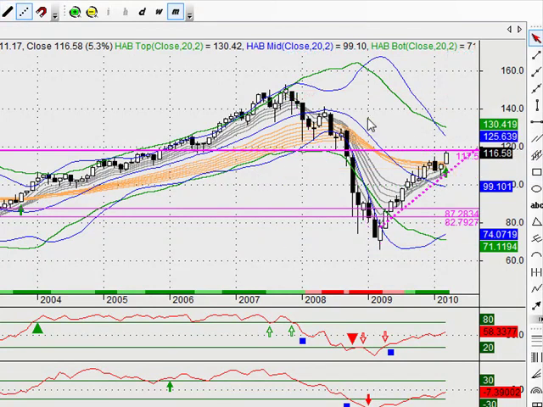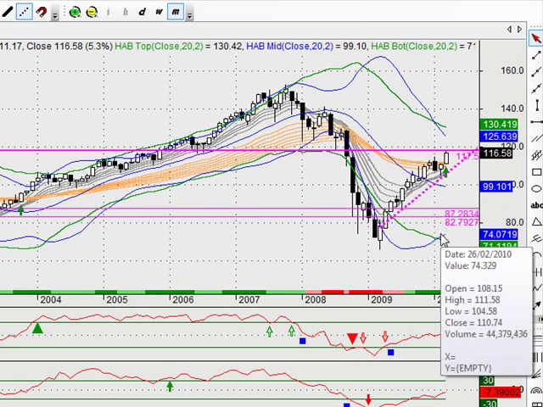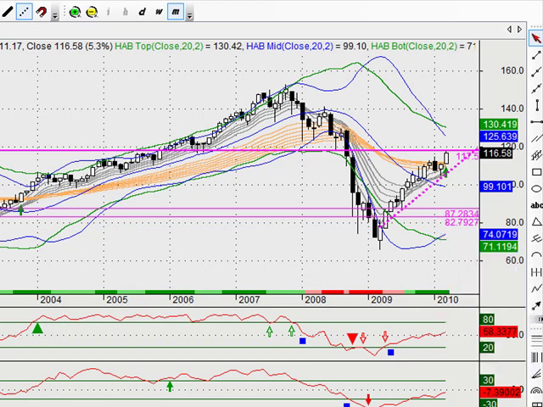The other thing to note is the Bollinger Bands are actually starting to contract inside the acceleration bands here, which can mean that there's a change in trend or a sideways movement in price. We've also got a bunching up of these moving average ribbons here, which can also mean the same thing.